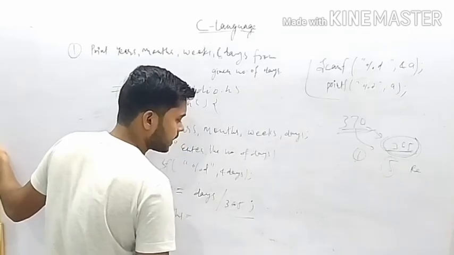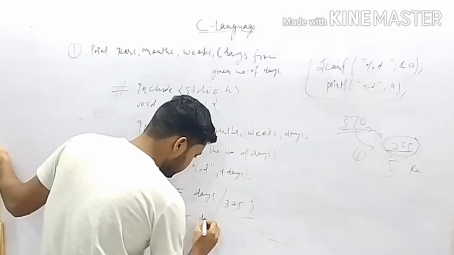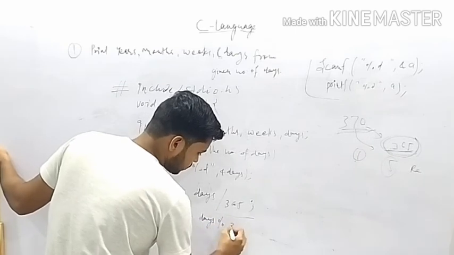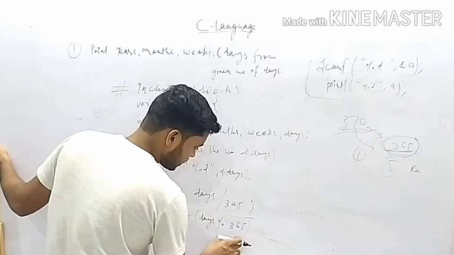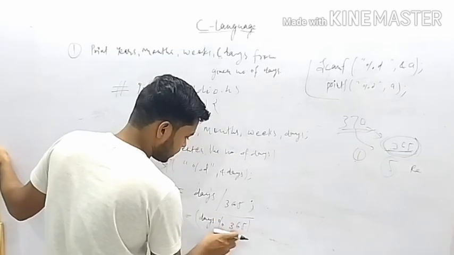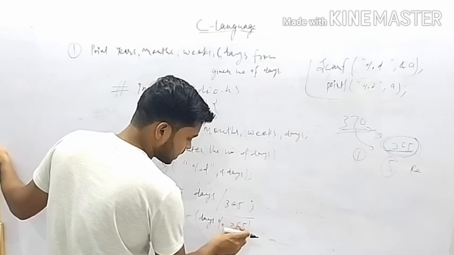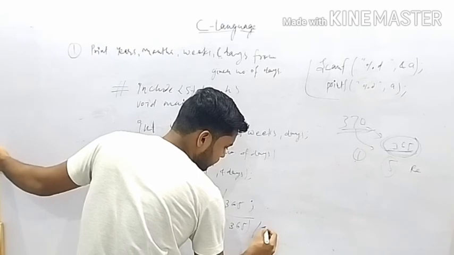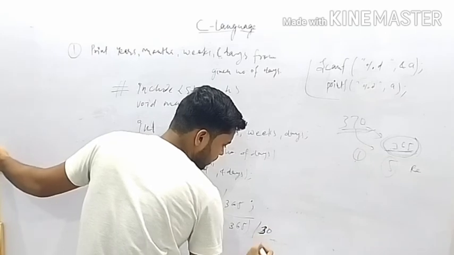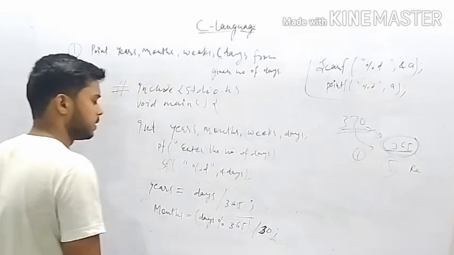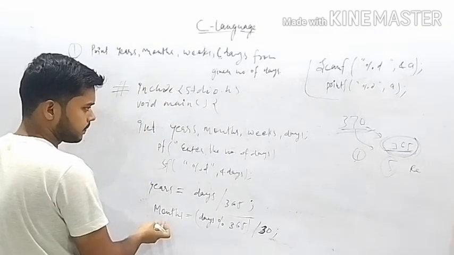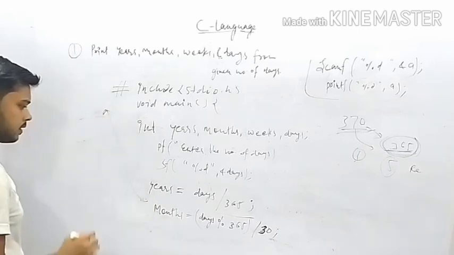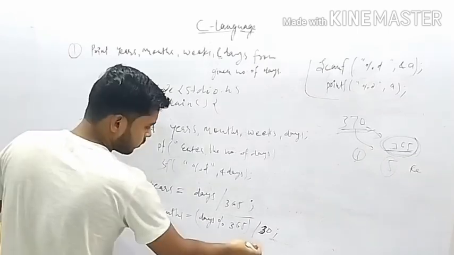For finding the remainder, we use the mod operator. So it will give us the remainder if we divide days by 365. And then we will divide it by 30, because the number of days in 1 month is equal to 30, so it will give us the number of months. Okay, now I'm going to write here. So now we have found the number of months.